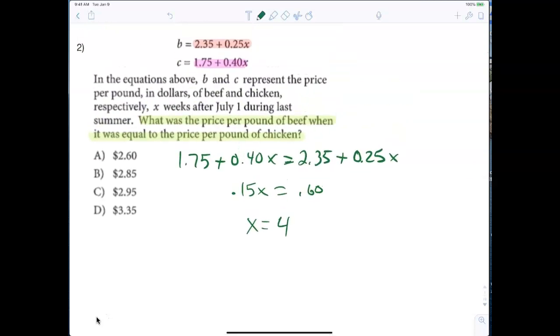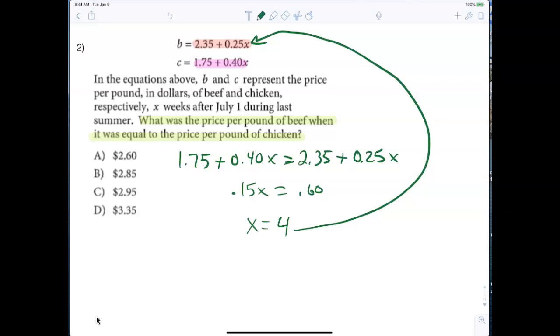Now, does it matter which one I plug it into? No, because the price of beef is equal to the price of chicken. But it would be easier to plug it into the first one. Did she figure it out? That's okay. Just don't worry about it. I'll just look at yours, okay?